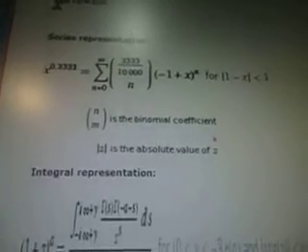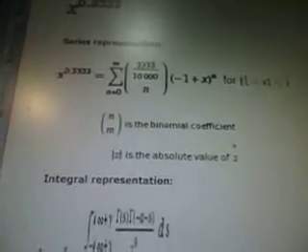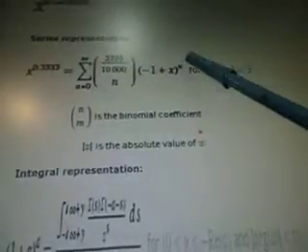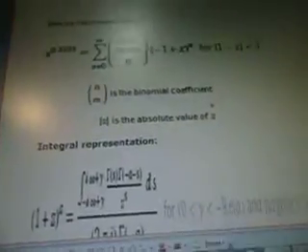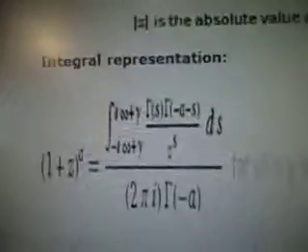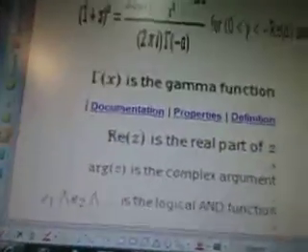So nCm is the binomial coefficient, |z| is the absolute value of z. So again, in earlier videos we have a binomial coefficient, we have n and m, we have z, we have x to the power of 100, and this is obviously a mathematical equation you're going to have to use with your stuff. There's the integral representation right there. Again, you can go to Wiki and see more of this.